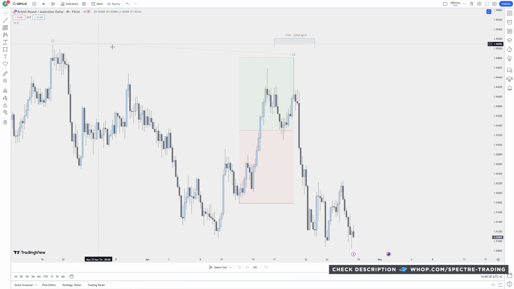So this is a SMT divergence, right? So Euro AUD made a higher high, whereas pound Australian dollar failed to make that higher high. So that already is one sign of weakness, right? That's one indication that pound Australian dollar is weaker than Euro Australian dollar, right? We would favor sells on the pound rather than the euro, okay?